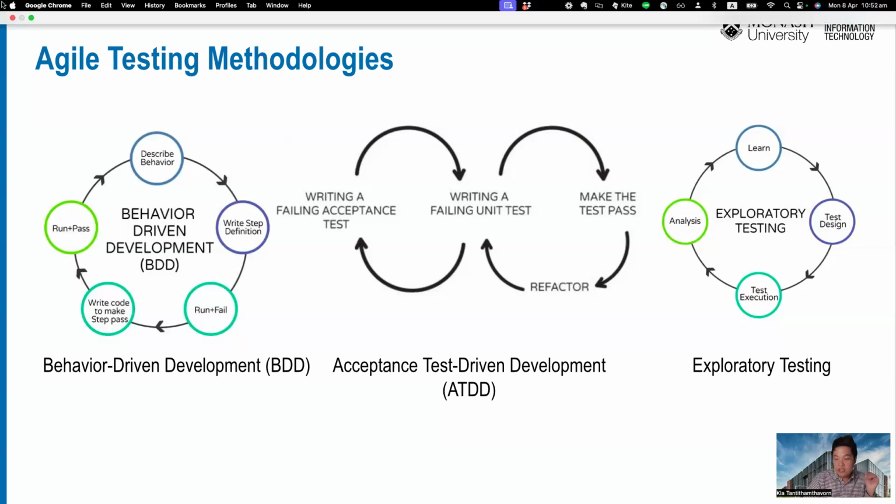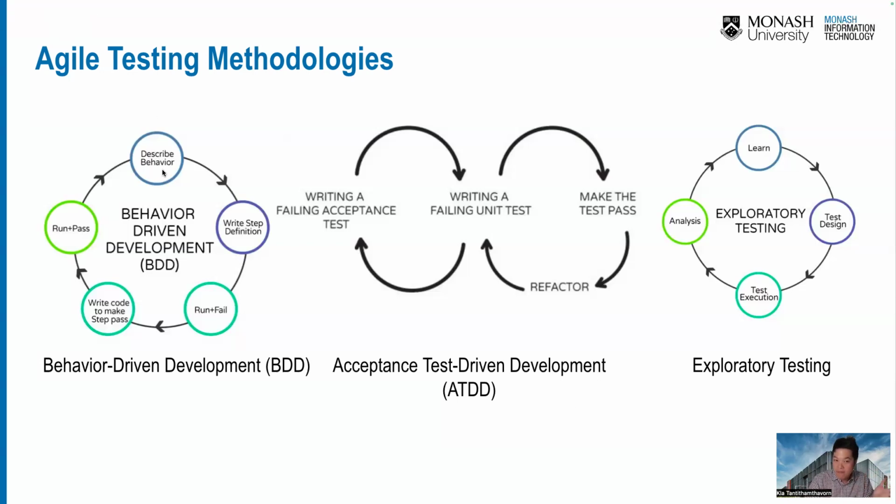Okay, what do you need to do? First, you need to describe the behavior. Write the step definition. You run and fail. You write code to make the step pass, and then you run the test to make it pass as well. That's the behavior-driven development.